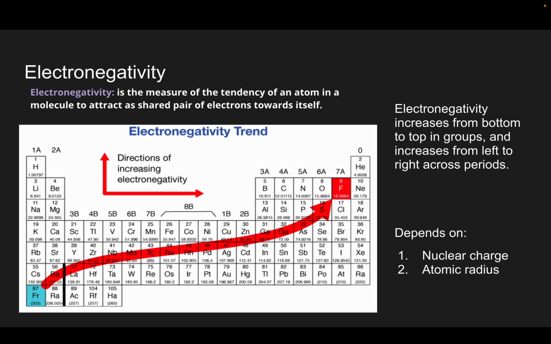So here, as we go down a group, for example the second group or the first group, the atomic radius as well as electron shielding increases, and this is why the nuclear charge cannot really pull the shared pair of electrons towards itself, and this is why electronegativity decreases down the group.